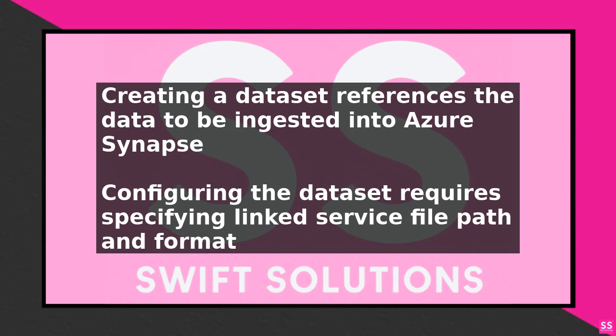Step 5: Configuring the dataset. Once we have created the dataset, we need to configure it to reference the data in our Azure Blob Storage account. We will need to specify the linked service, file path, and file format. We can also specify the columns and data types for the dataset.